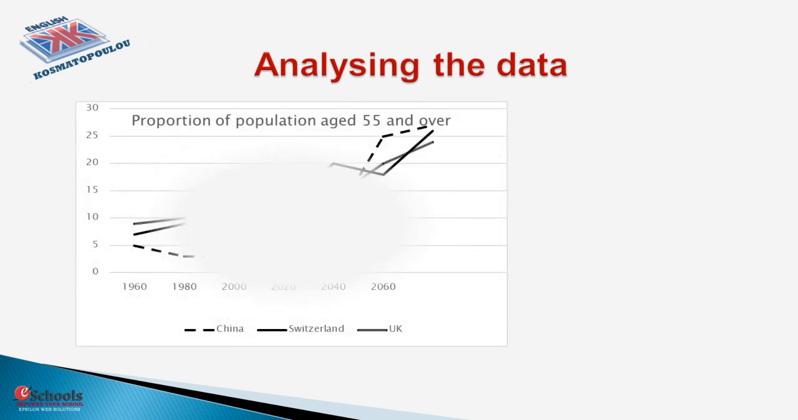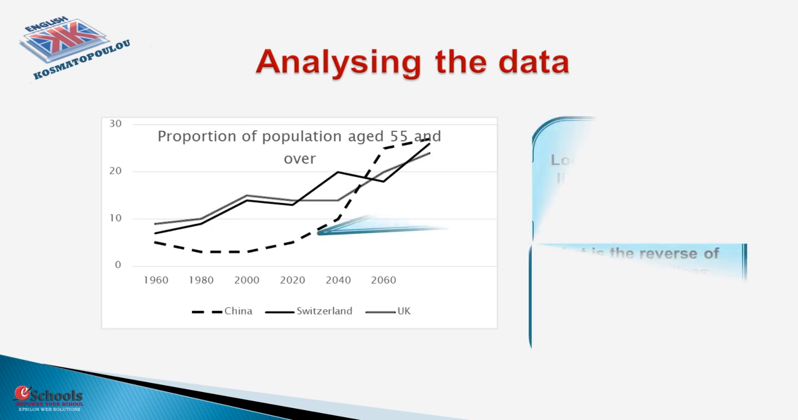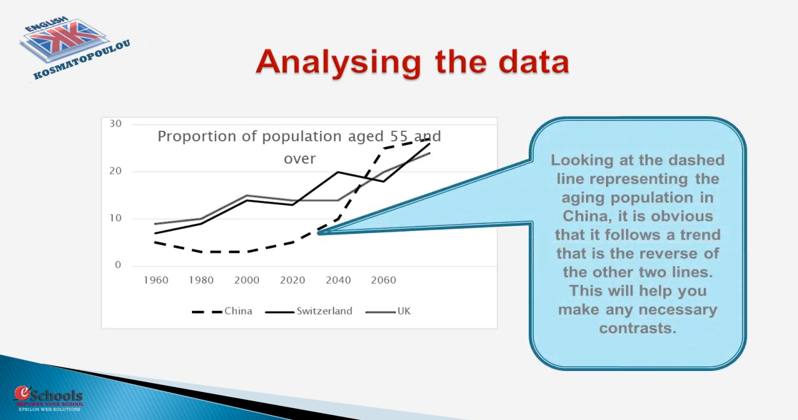Let's move on with the analysis of the data. Looking at these lines, which represent the aging population in Switzerland and the UK, it is easy to see that they follow the same pattern. Such similarities will help you organize your summary and make successful comparisons. On the other hand, looking at the dashed line representing the aging population in China, it is obvious that it follows a trend that is the reverse of the other 2 lines. This will help you make any necessary contrasts.